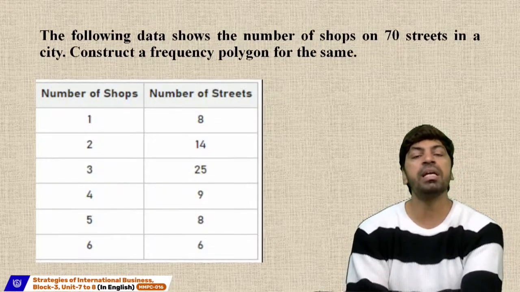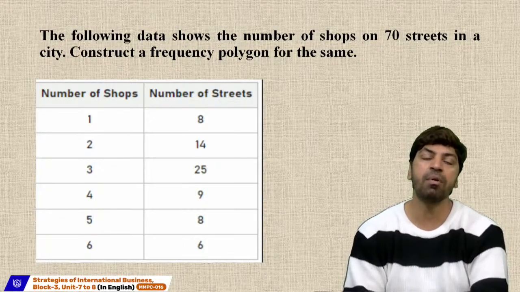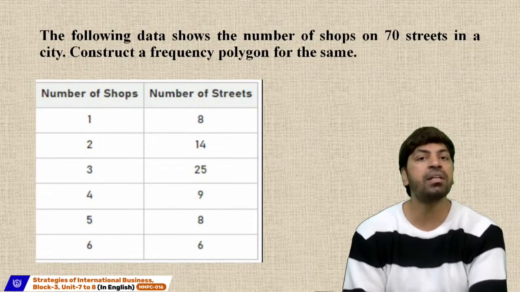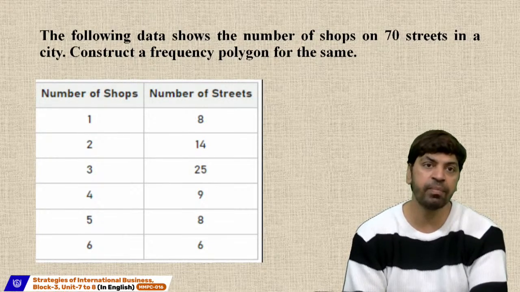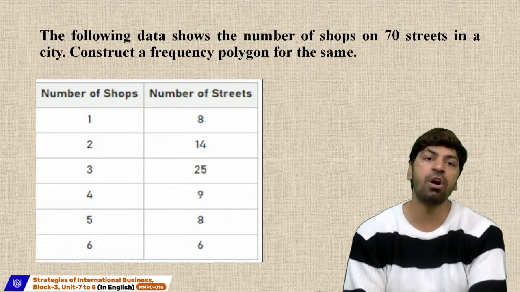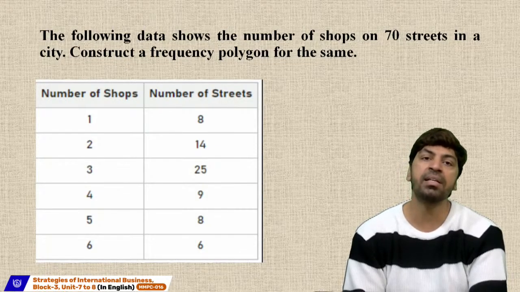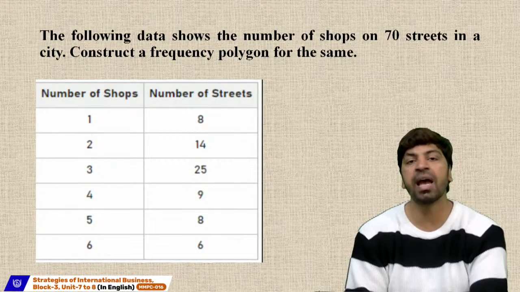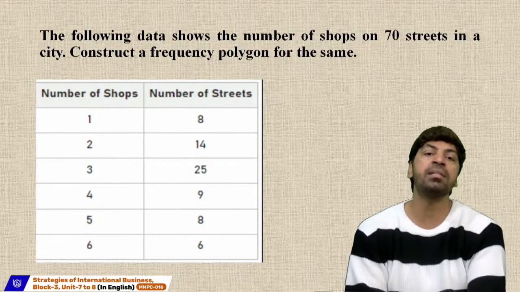So one of the examples, from which you will get an idea of how to construct the frequency polygon, using this particular data. The following data shows the number of shops on 70 streets in a city. Construct a frequency polygon from the same. So number of shops, that is 1 to 6, and number of streets, that is 80, 40, 25, 9, 8 and 6, and the grand total of the frequency or the number of streets, that is 70.